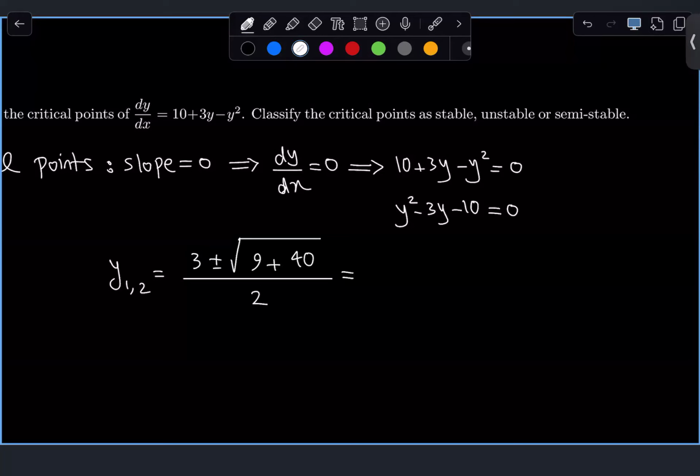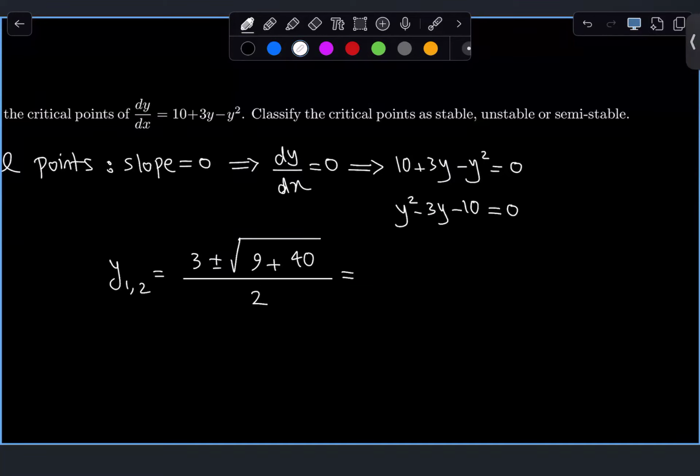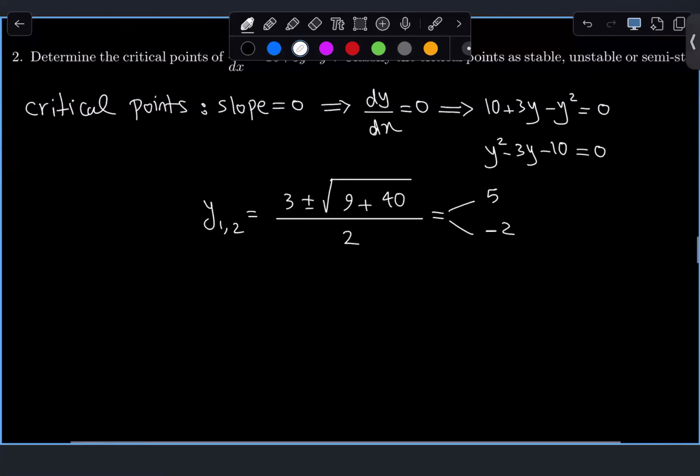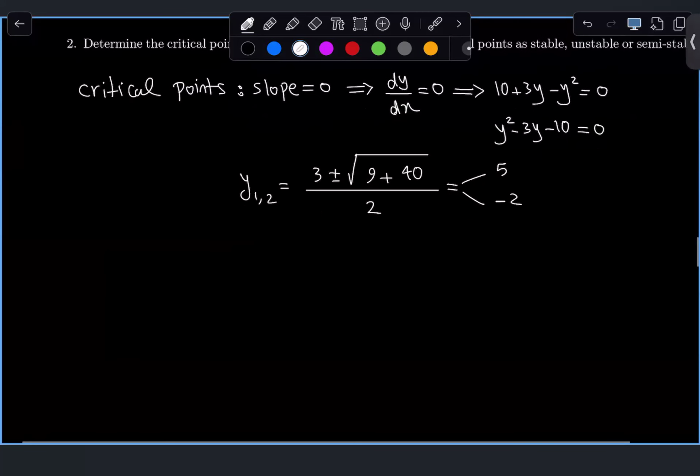So square root of 49 is 7. So 3 plus 7, one answer is 10 divided by 2, 5. The other one is 3 minus 7 divided by 2, negative 2. Right?